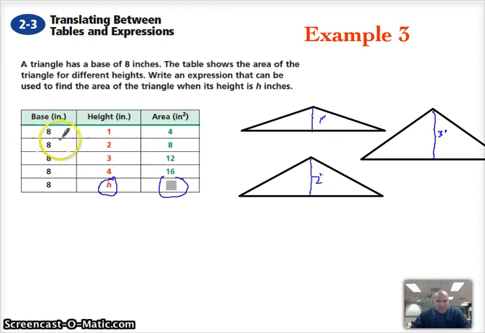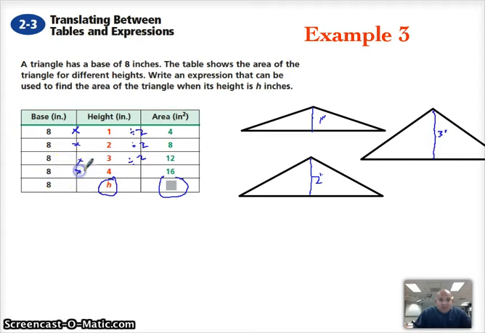So I'm going to have to somehow use the base and the height in order to derive the area. So I look at this more closely, and I say, well, if I multiply these two numbers, 8 times 1, how do I get down to a 4? 8 times 1 divided by 2. Okay. Will it work here? 8 times 2 is 16. Divided by 2 is 8. Great. 8 times 3 is 24. Divided by 2 is 12.